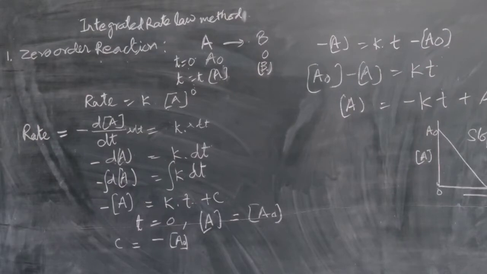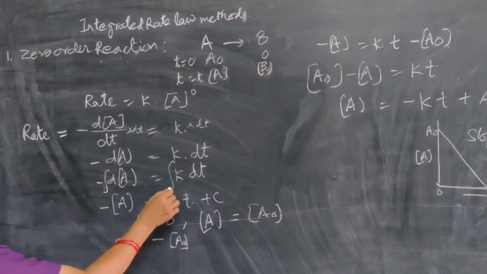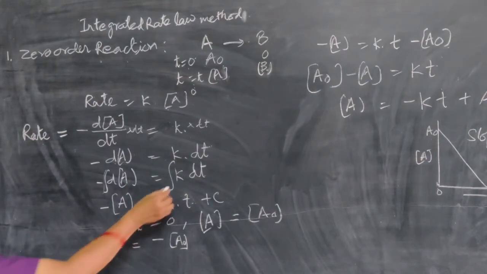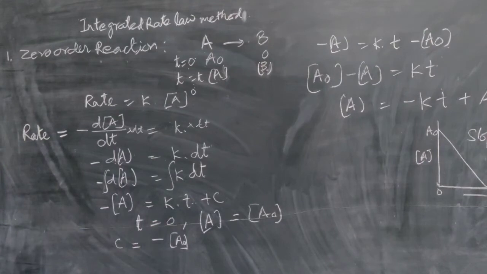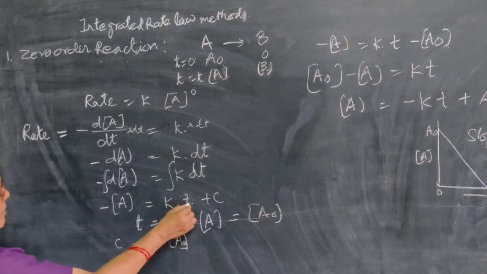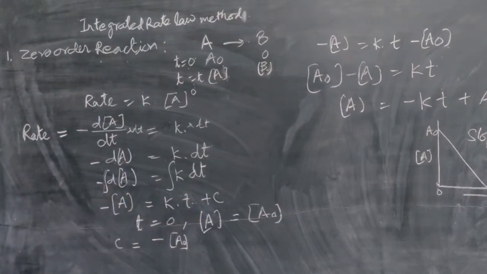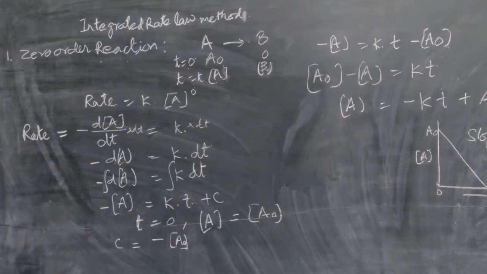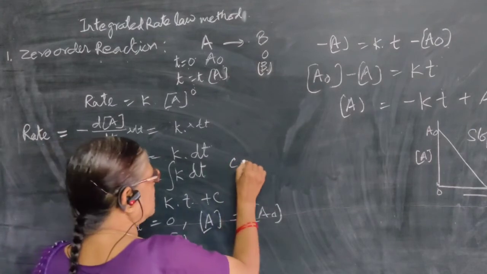When you do the integration of minus dA and k into dt, because k is a constant, we take k out. The integration of dt is equal to t, and when you integrate dA, the integration will be A, so with the minus sign, minus A is equal to k into t plus c, where c is called the integration constant. So we have to find out the value of c, the integration constant.